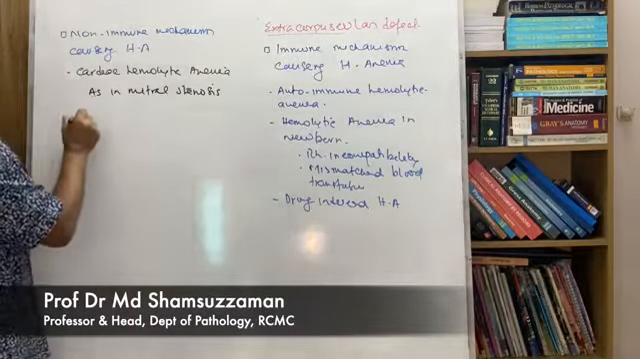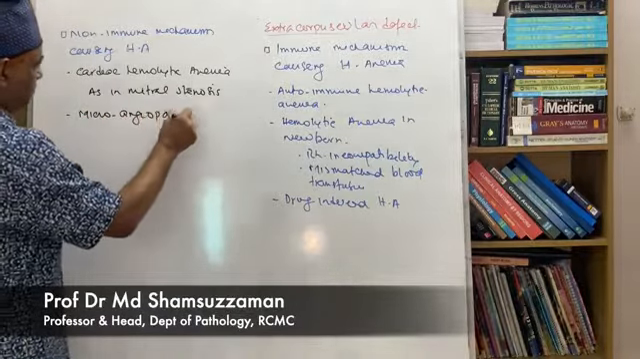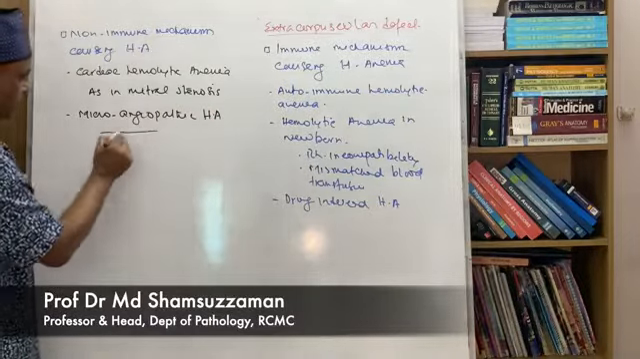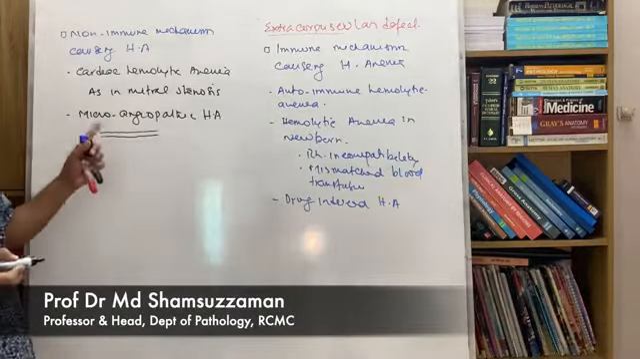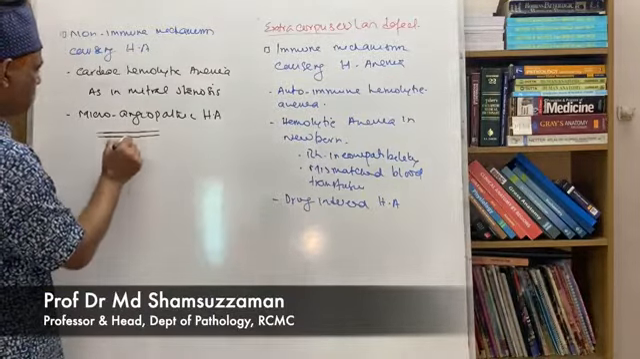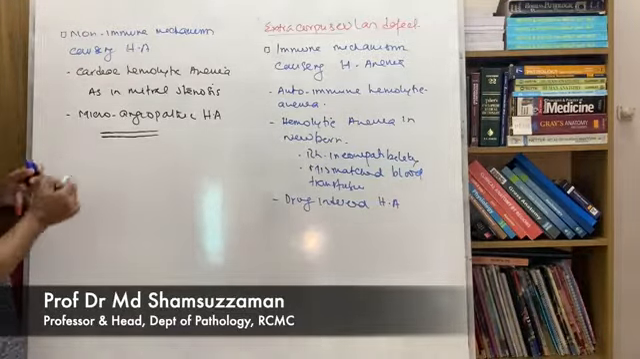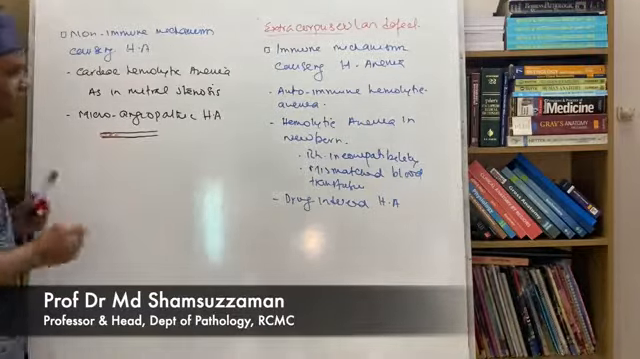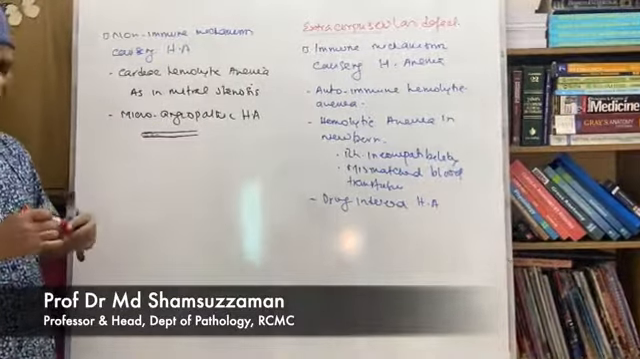Then microangiopathic hemolytic anemia. What does it mean? If this is the micro blood vessel, if there is inflammation of this blood vessel, this is called angiitis. So any pathology within this small blood vessel is called microangiopathy. If there is microangiopathy, the vessel lumen becomes narrow, and if RBC wants to flow through this narrow lumen, it is traumatized, and due to trauma, in microangiopathy, RBC undergoes hemolysis.